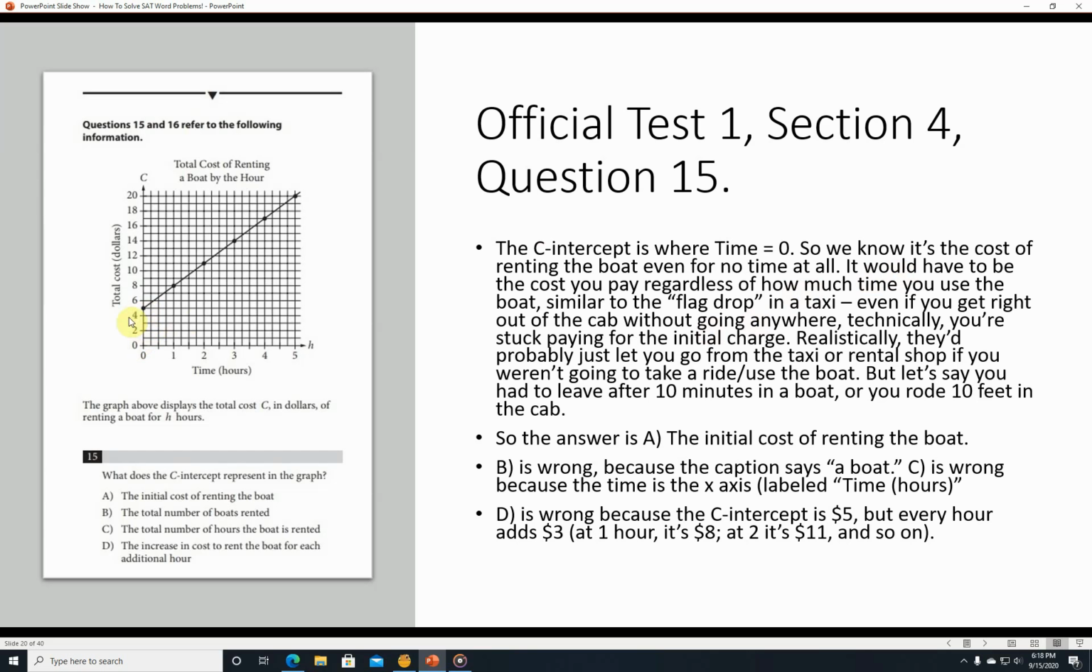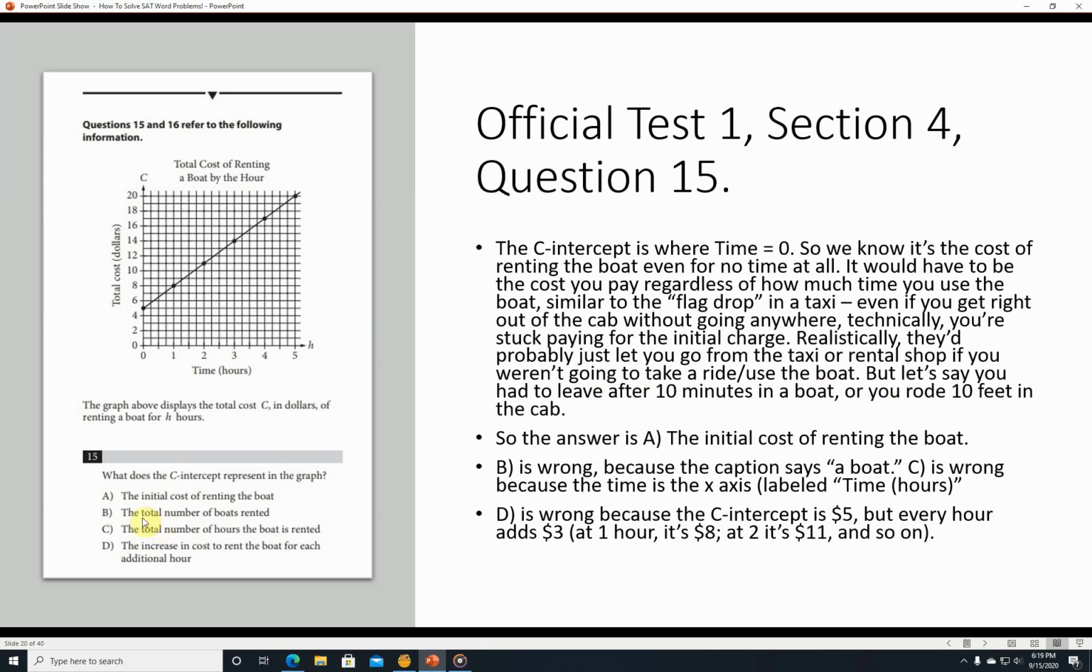As soon as you sign the rental paperwork for the boat rental, you're paying that even if you realize you have to go home and you're not going to have any time to use the boat. It might also be if you had to leave after 10 minutes in the boat, or after you rode 10 feet in the cab. They say, we can let the 10 minutes or the 10 feet go, but you have to pay us the initial charge. So the answer is A, the initial cost of renting the boat.